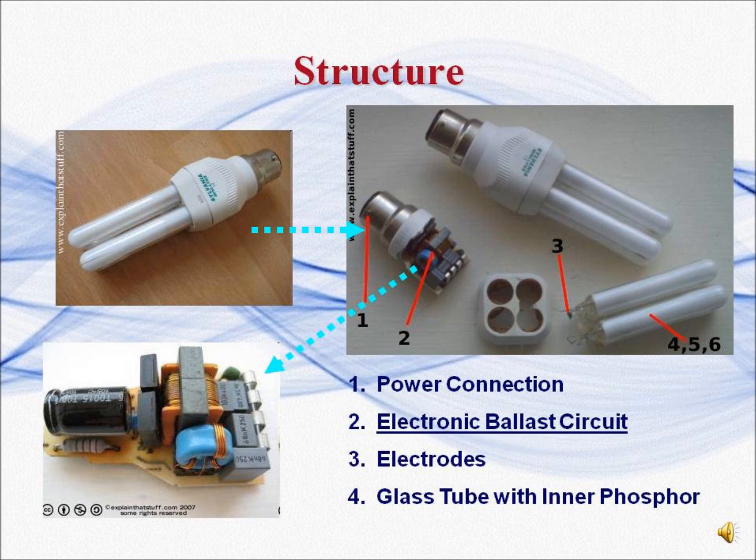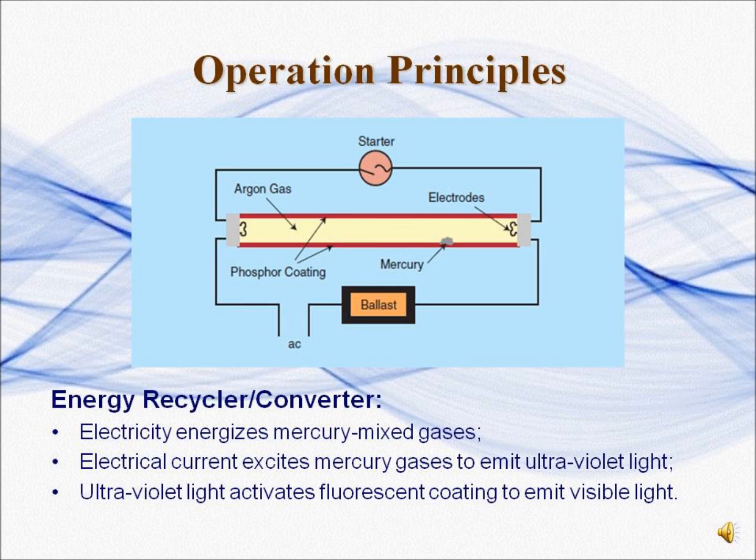Here is the basic structure of an ordinary CFL. The most important parts, the electronic ballast circuits here work as both a starter and a controller. The operation principles of CFL are very different from the traditional incandescent light bulb. At the beginning, the mercury mixed gases in the glass tube are not conductive.